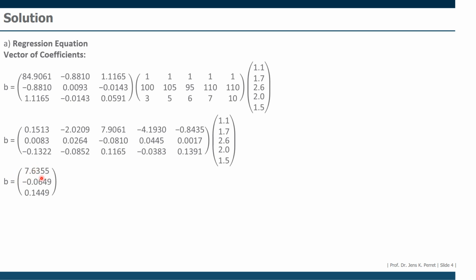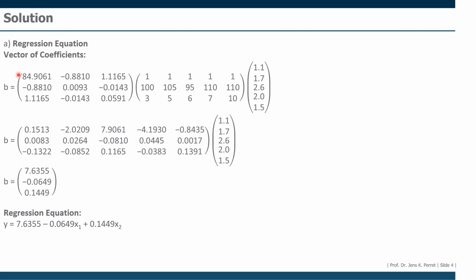The first one is for the intercept. The second one is the slope coefficient for the first independent variable. And the third one is the coefficient for the second independent variable. So in other words, we can write our regression equation in the following way. Intercept minus 0.0649 times x1, the first independent, plus 0.1449 x2, the second independent. Well, that already takes care of part 1, or part A.